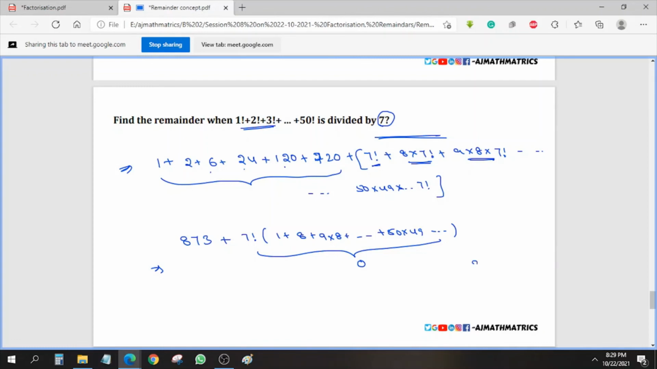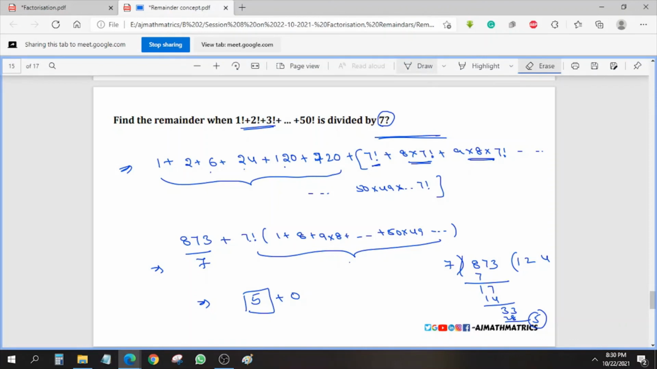సో ఇప్పుడు మనకి 873ని 7తో డివైడ్ చేద్దాం. ఓకే, 7తో డివైడ్ చేస్తే ఏమొస్తుంది? 7 1 7, 7 2 14, and this is 3 and 3, 7 4 28. So what is the remainder we got? 5 remainder we got. So when we divided by 7, we get the remainder as 5. But when you divide 7 factorial by 7, you will get the remainder as 0. So 5 plus 0, 5. So the answer for the question is 5.